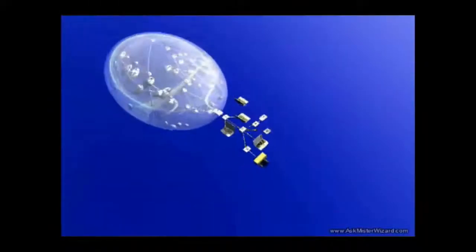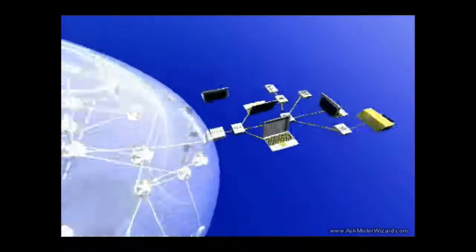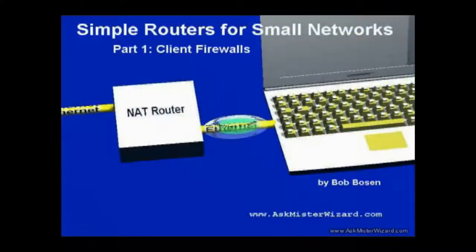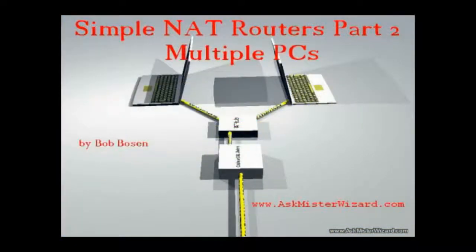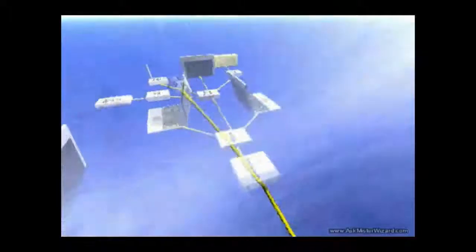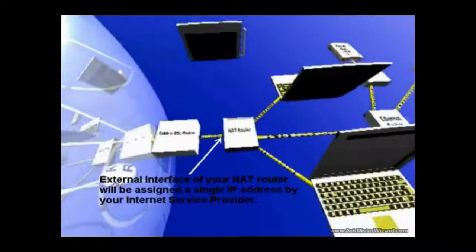Among the millions of routers constituting the worldwide Internet, we are going to assume that you've purchased one of them that is of special significance to you because it is installed inside your home or small office, and it will use NAT, Network Address Translation technology, as described in other movies here on AskMisterWizard.com, to help you manage multiple IP addresses. If you aren't familiar with NAT technology, then you should watch the two movies entitled Simple Routers for Small Networks Part 1, Client Firewalls, and Simple NAT Routers Part 2, Multiple PCs, before proceeding here, because this movie builds on those concepts.